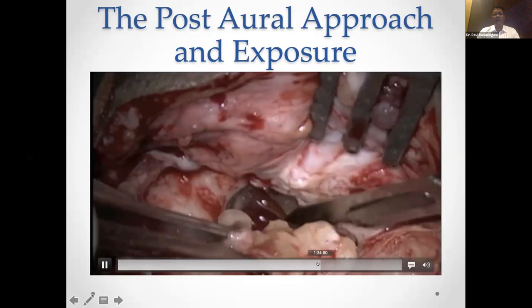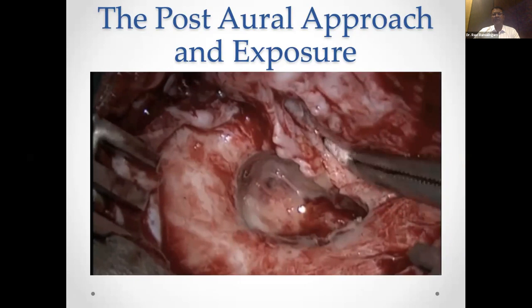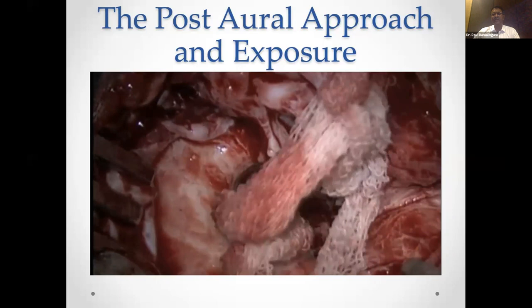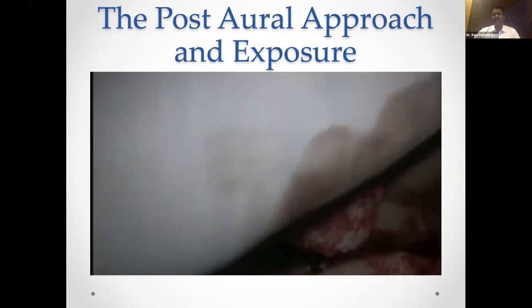And then you see a previously done cortical mastoidectomy. You use a piece of gauze to help retract that skin. Retract it. That is the posterior canal wall. That's the previously done cortical mastoidectomy. You retract the gauze, and your flap, which you've raised earlier, comes with it. And then you apply a retractor, and you've got a good exposure.